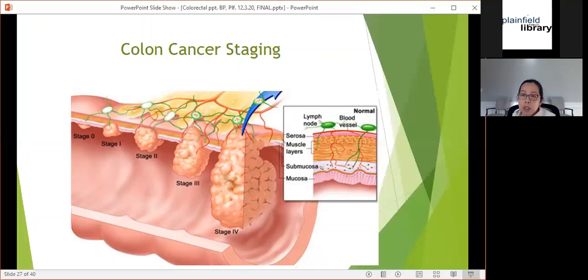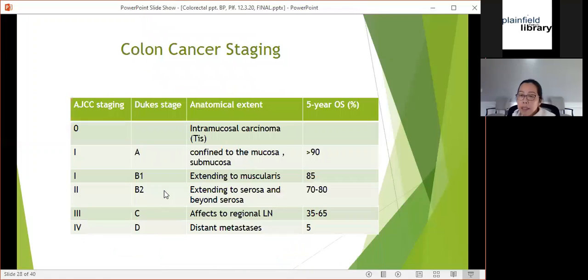This is the structure of the colon wall on the right side. The inner layer is the mucosa, and then the submucosa, muscle layers, and serosa. Next slide, please.